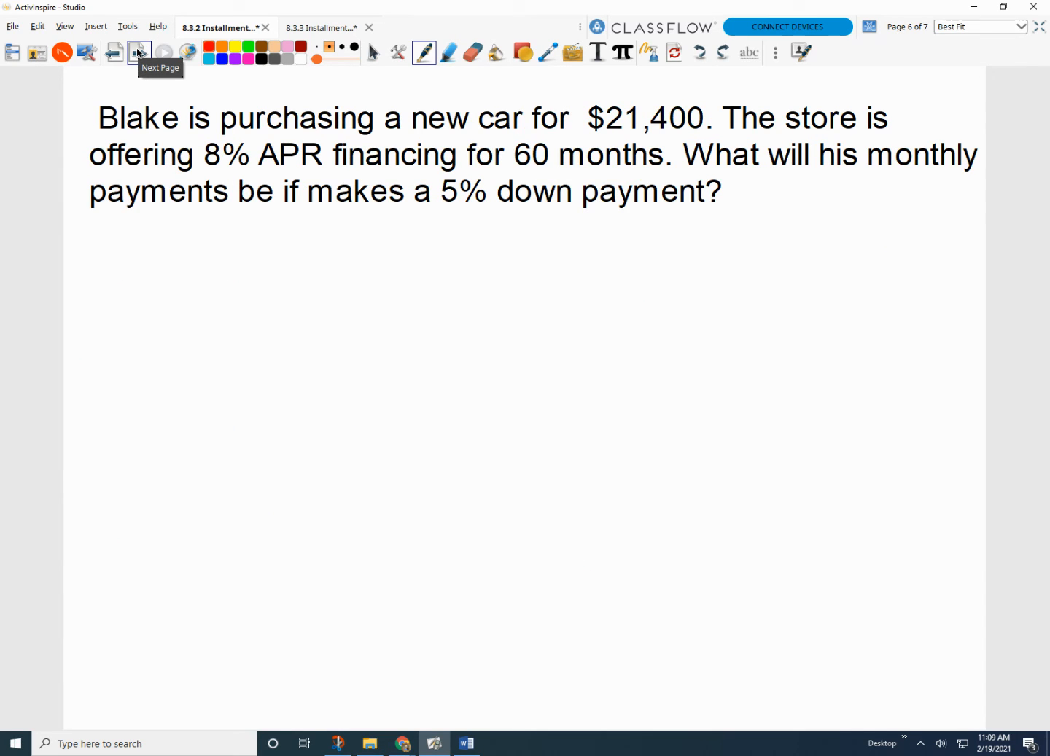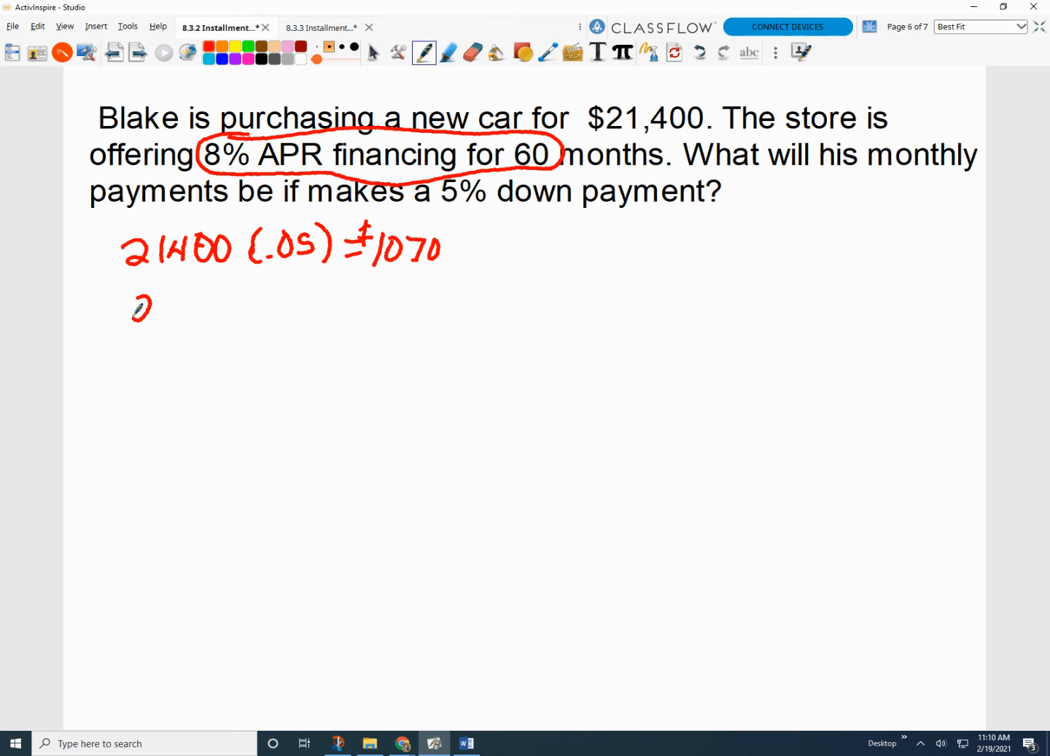So Blake purchases a new car for $21,400. The store's offering 8% APR financing for 60 months. Again, anytime you see that APR, this is the information for the table. APR 8% for 60 months. What's his monthly payment if he makes a 5% down payment? So he's going to take that $21,400 and make a 5% down payment. 21,400 times 5%. He's going to make a down payment of $1,070.